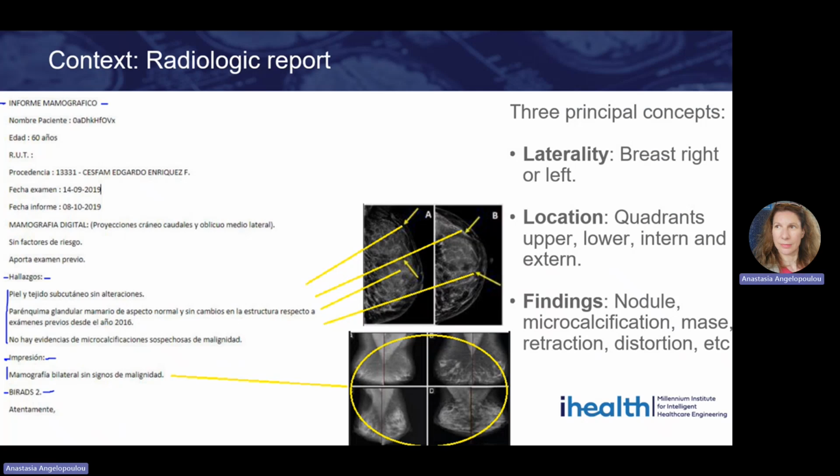And the fifth section is the impressions. The impression is a little summary of the exam and description of all images, and then the doctor adds a recommendation for the patient. In the last section, we have a BI-RADS. The BI-RADS is an estimation of the grade of the disease of the patient.